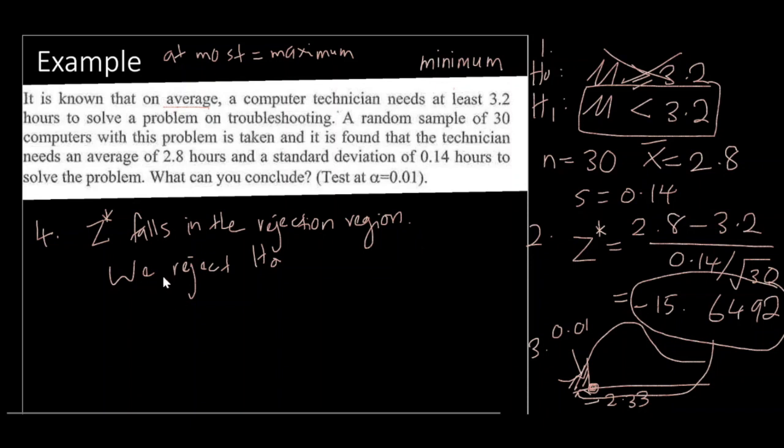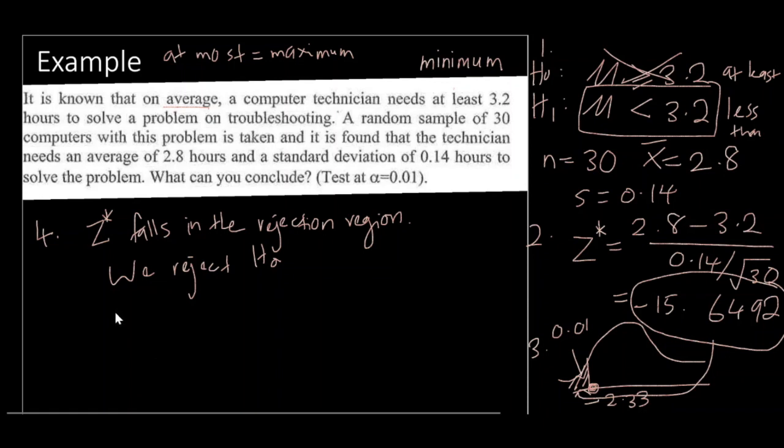And the next statement would be to answer the question here. What can you conclude? And so we have to look at the original claim. The claim is on average, a computer technician needs at least. So this is the claim, right? At least. And this is less than. I would write it this way, right?